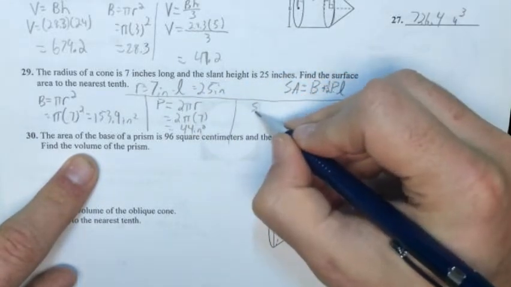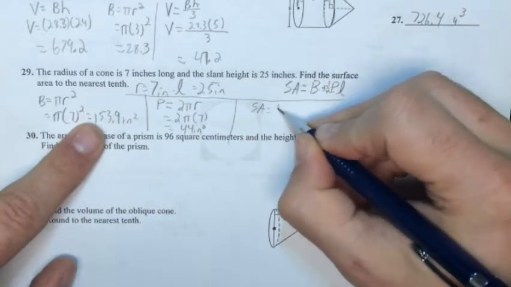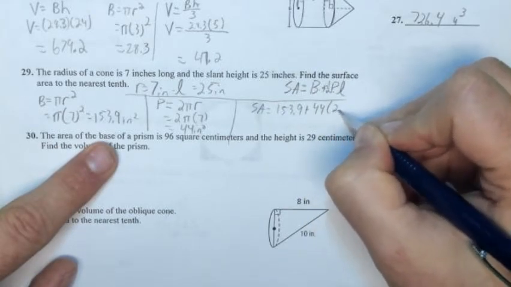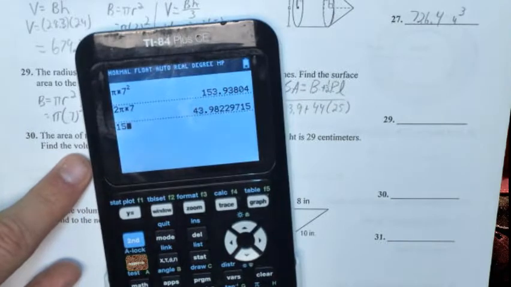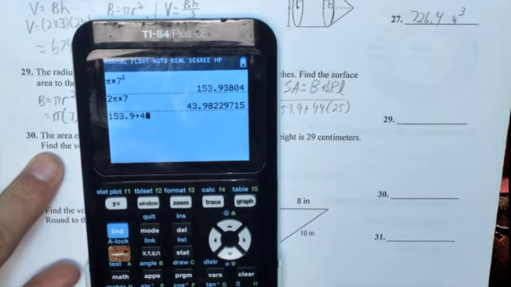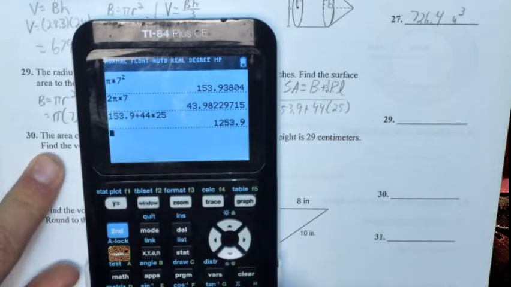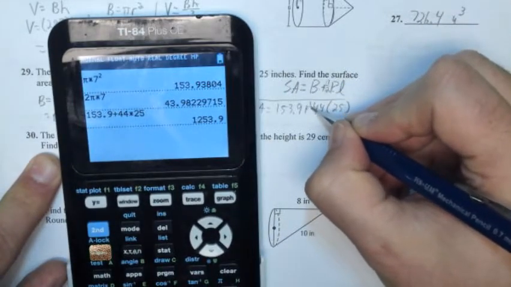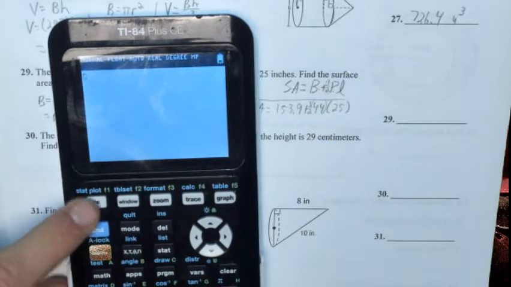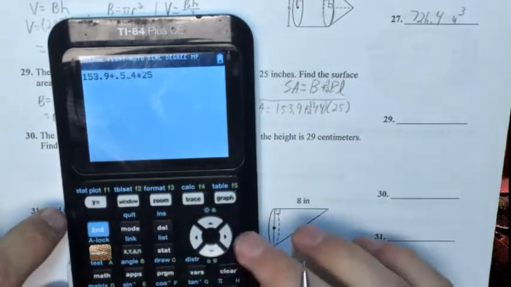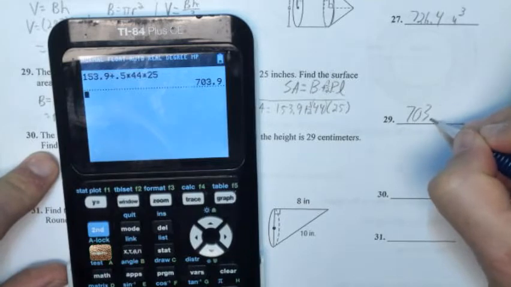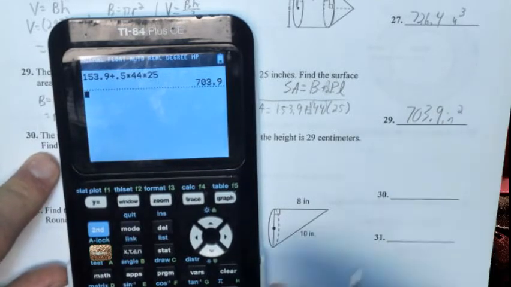So to calculate this, surface area is area of the base, 153.9, plus perimeter of the base, 44, times slant height of 25. 153.9 plus 44 times 25 is 1,000. Oh, you know what I forgot to do? I forgot this 0.5 here. 1/2 times, let's redo that. 0.5 in there this time, and that gives me 703.9 inches squared.